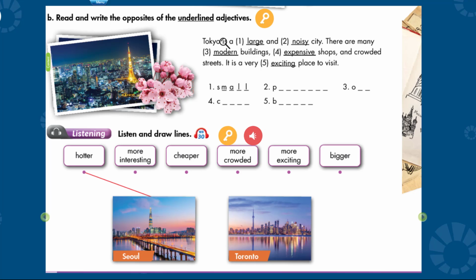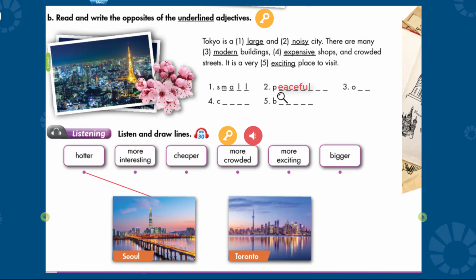Which one is the opposite of large? Small, right? Từ trái nghĩa với large là lớn. Trái nghĩa của nó sẽ là small, nhỏ, right? And noisy. Which word here? Noisy, ồn ào. So the opposite of noisy. Peaceful, yên tĩnh, yên bình, right?